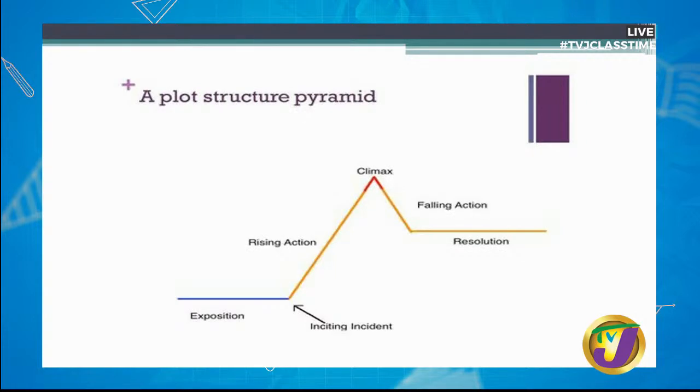Now, you're looking at a plot structure pyramid. This is the simplest one you will ever find. And here are the various elements. So you see at the bottom where there is a blue line, and notice it's flat, you have the exposition. And then between the exposition and the rising action, you have the inciting incident. Then of course, your plot is supposed to climb. So you have your rising action and then it leads up to the climax.